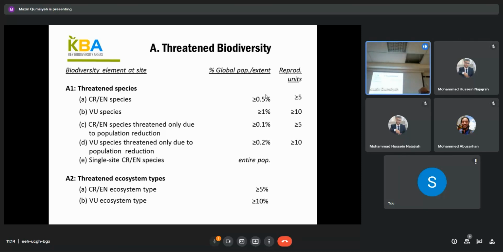So, it's clear for you that these are the thresholds at the global level, and you need to have the assessment of the plant or ecosystem at the global level. Because to make a KBA for Palestine is one thing. After, to attract donors, it's another thing. If you can prove to the donors that this KBA is not important only for Palestine, but also at the global level, they will probably help you more than if you say, oh, it's important only for Palestine.